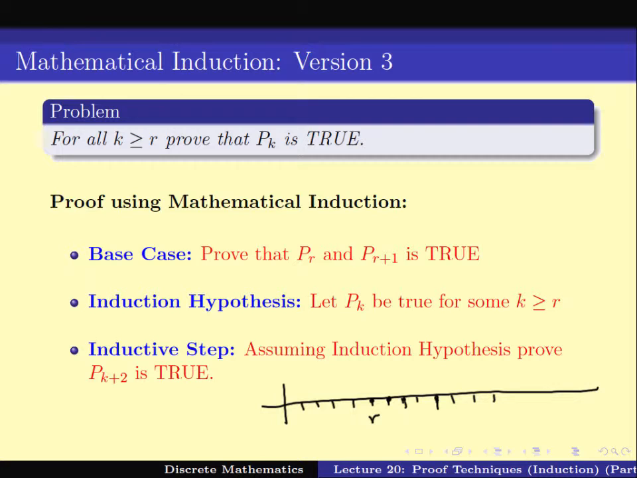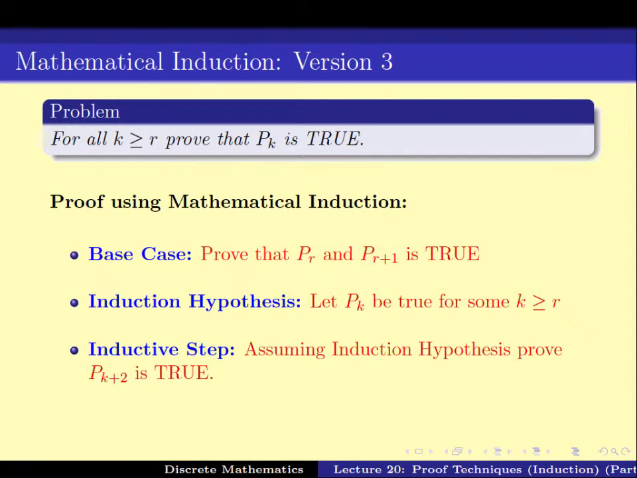And it is not hard to see that if you prove that PR and PR plus 1 are true, then PR plus 2 is true. Since PR plus 1 is true, therefore PR plus 3 is true. Since PR plus 3 is true, therefore PR plus 5 is true, and so on and so forth. So in other words, we can pick any version that would cover all the cases, and that is the most important thing to take care of in induction.